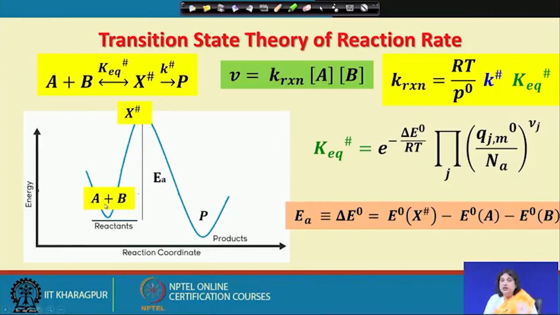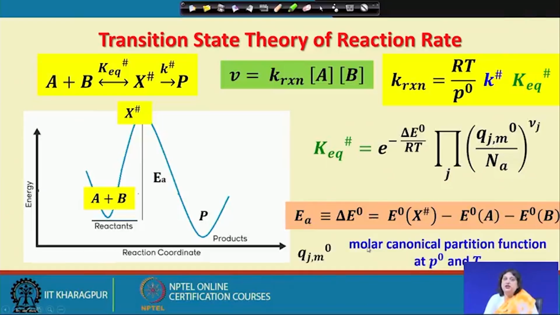Therefore, if I know this potential energy profile from the solution of the Schrodinger equation, I can find out EA. At the same time, I see that I am using these QJ terms for each component in the reaction mixture. This is nothing but the molar canonical partition function for the jth component at a given temperature T, where the total volume of the gas corresponds to the standard pressure P.